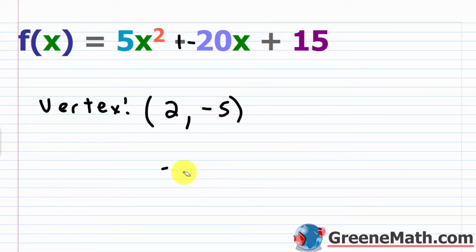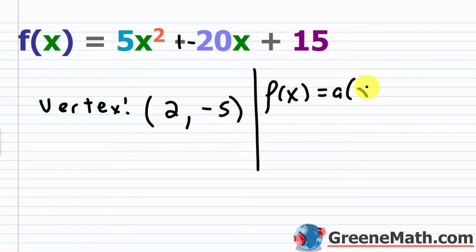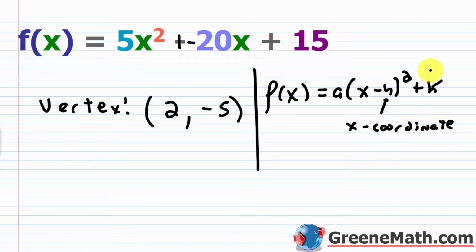Okay, if you wanted to write this in vertex form, again, just match things up. It's f of x equals a times the quantity x minus h squared plus k. So h, again, is going to be your x coordinate. So this is the x coordinate. And k is your y coordinate. And I'm going to run off the screen, so let me kind of scooch that down.